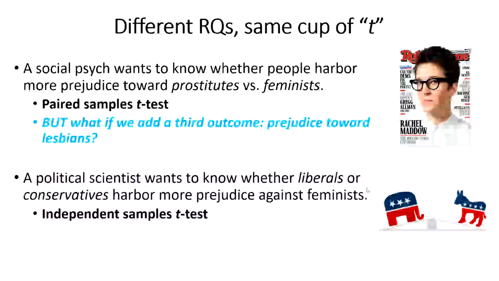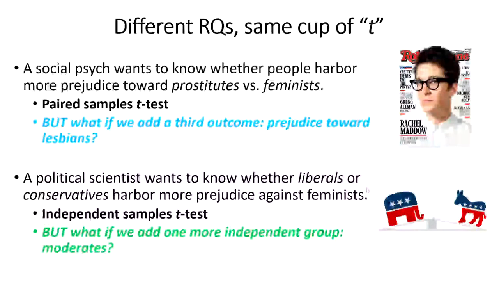But importantly, as I think we've talked about in class, right, we're missing a huge group here. We have liberals, we have conservatives, but we are missing the moderates, right? We're missing the people in the quote-unquote middle of the political spectrum. So what if we add one more independent group? What if we add moderates, right? We would no longer have two independent groups, but we would have three. And so we can no longer conduct an independent sample t-test. We'll have to conduct a specific type of ANOVA that we'll talk about on the next page, right?